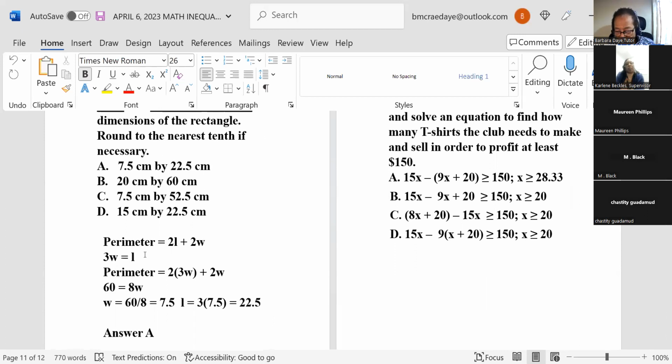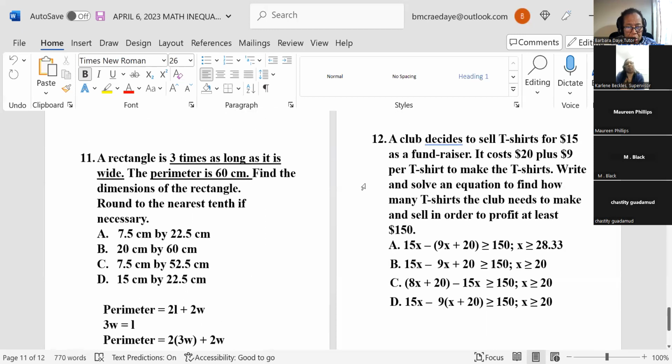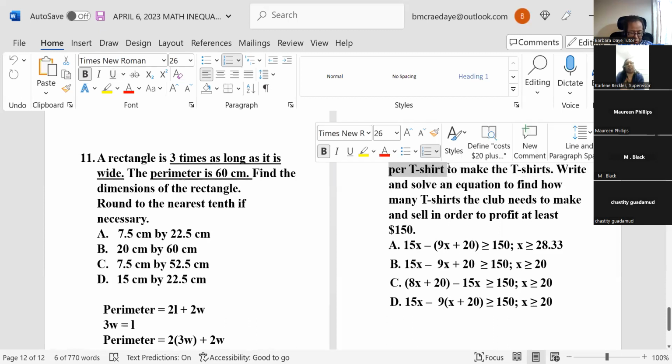Questions? No, miss. We have one more, I think, before you do your questions. A club decides to sell t-shirts for $15 as a fundraiser. Okay, so we know we would need this, $15. It costs $20 plus $9 per t-shirt to make the shirts.